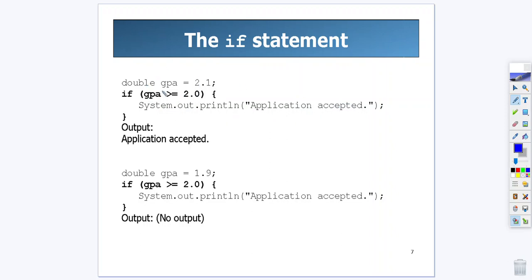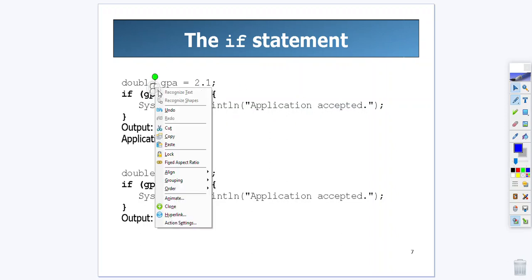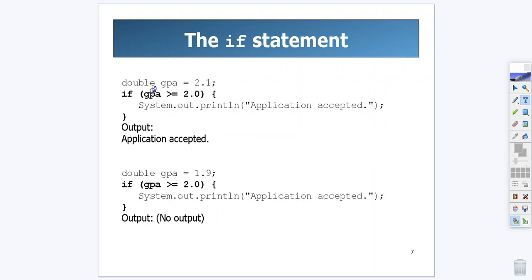All right, well, my GPA is 2.1, so I have to substitute. Is 2.1 greater than or equal to 2.0? The answer is yes, so application is accepted. All right, here, my GPA is 1.9. Is that greater than or equal to 2.0? The answer is no. So not only is my application not accepted, but I'm not going to get any output because there's nothing for me to do after that.